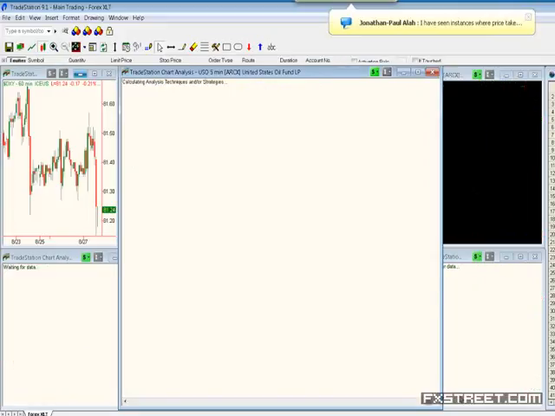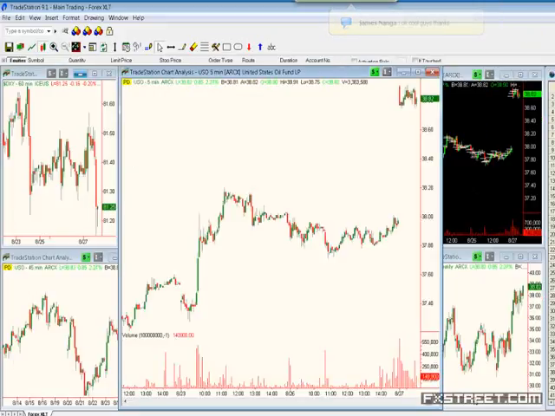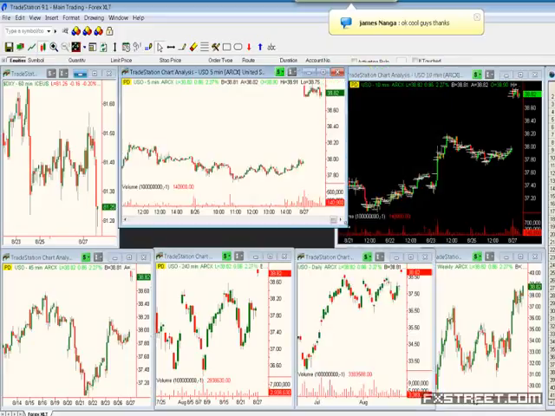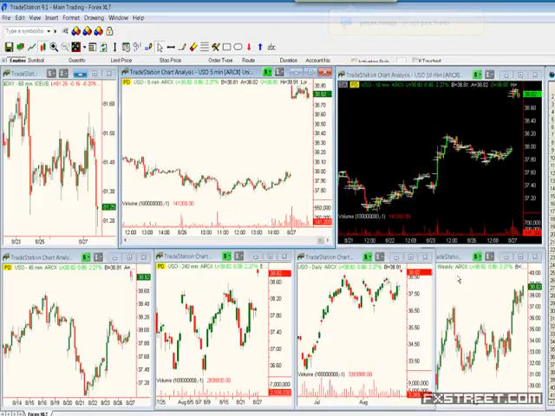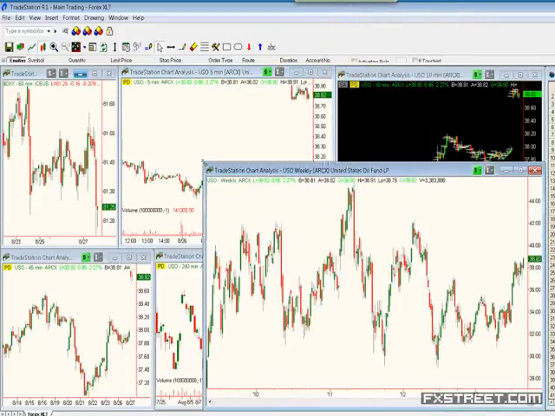I see another one here that's kind of on the radar. I think this one's on the radar. Let's see. Yes, so USO, right? Oil, the ETF for oil.